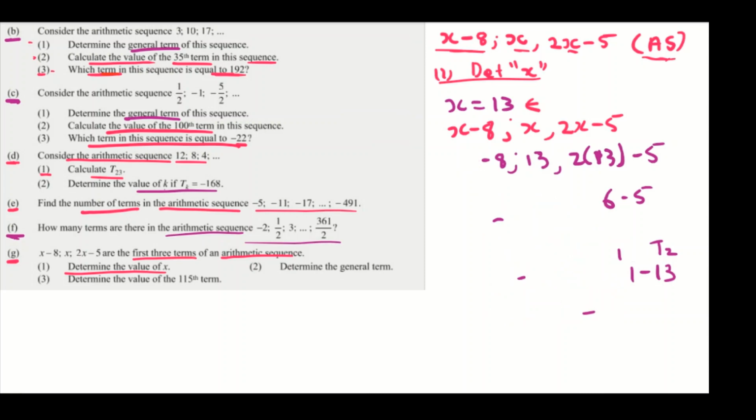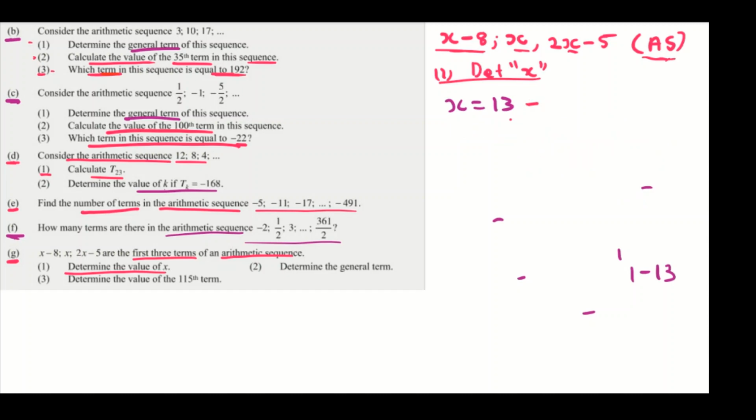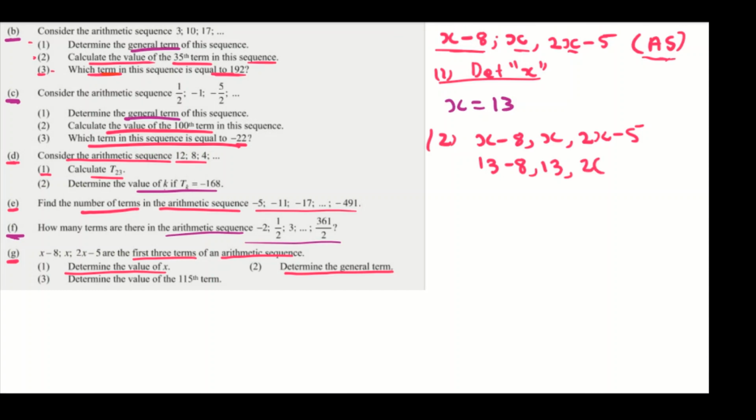So after you do your check, you're just going to continue. Now we do the second part of the question, which says that we must determine the general term of the sequence. Since we have x minus 8, x, and 2x minus 5, you're just going to substitute the x, meaning it's 13 minus 8, 13, and 2 into 13, close bracket, minus 5, right? 13 minus 8, here we're just going to get 5, sorry.